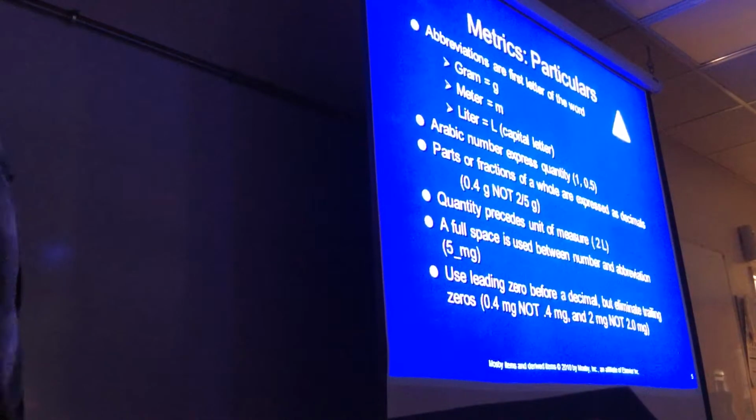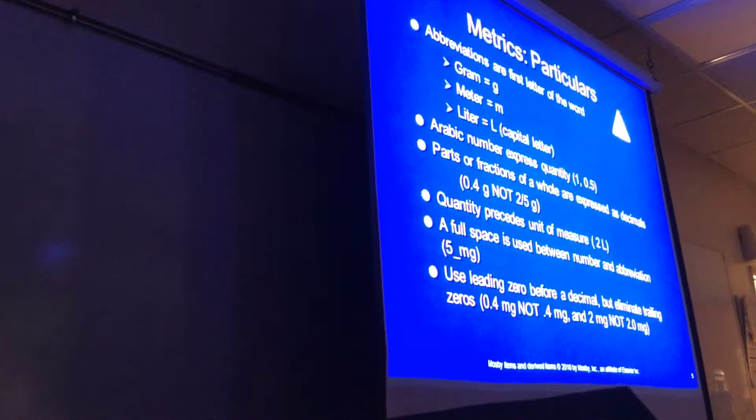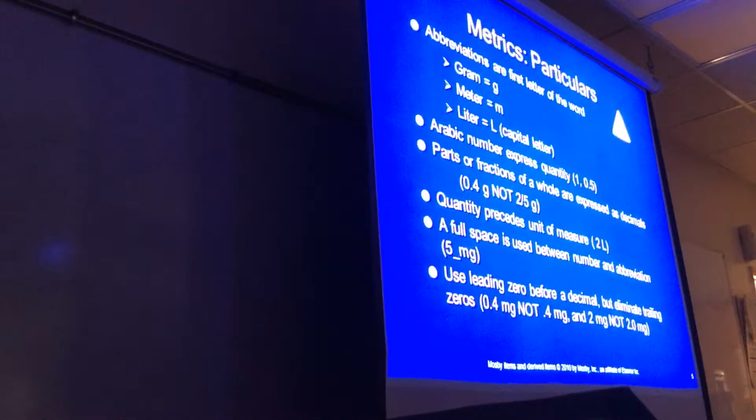And like we were just talking about, use a leading zero before the decimal, but eliminate all trailing zeros. So 0.4 milligrams, not .4 milligrams, and 2 milligrams, not 2.0 milligrams, because those could be a hefty mistake if that decimal point disappears and we overdose our patients.